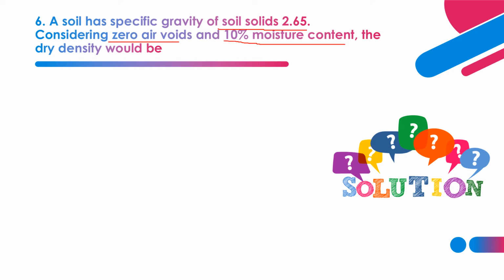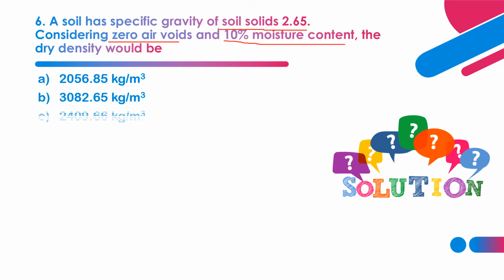It consists of two or three basic formulas, mass volume relationships usually. Find the answer. Option A, 2056.85 kilogram per meter cube. Option B, 3082.65. Option C, 2409.66. Option D, 2094.86. Just calculate the basic one and give the right answer.